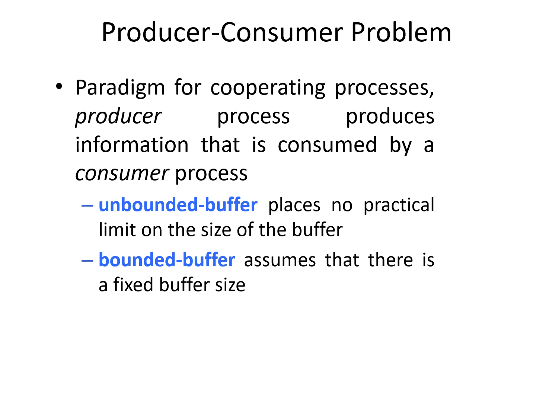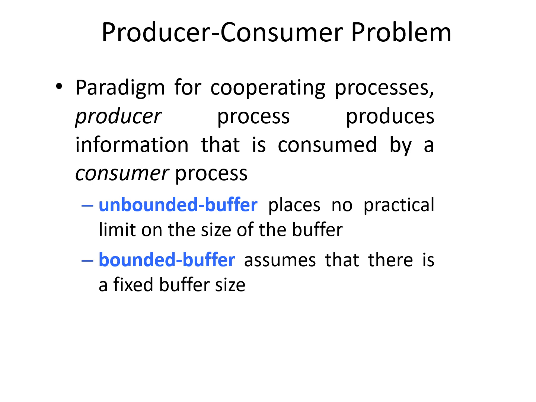The next topic is the producer consumer problem. This is a paradigm for cooperating processes which involves two processes. One is the producer process and the other is the consumer process. The producer process is meant for producing information and the consumer process is meant for consuming the information. The information will be placed in a buffer which is a temporary storage.